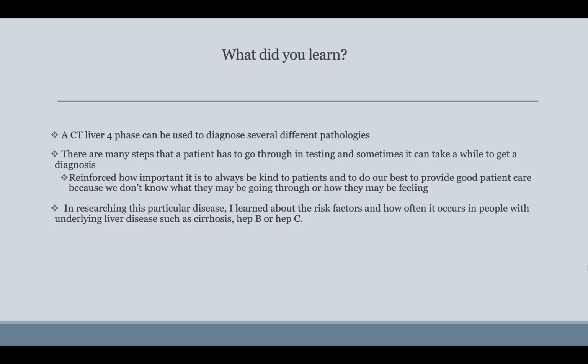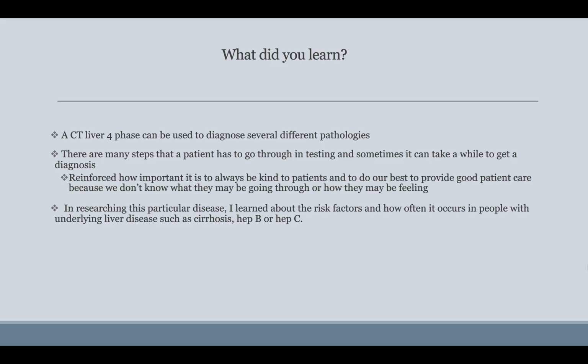And in researching this particular disease, I learned about the risk factors for hepatocellular carcinoma and how often it occurs in people with underlying liver disease, such as cirrhosis, Hep B, or Hep C. I also learned that, unfortunately, symptoms don't occur in the early stages of this carcinoma. They typically occur once the disease is more advanced, and this puts into perspective the importance of checking on symptoms early, because you never know what it could be and you don't want to wait until it is too late or very advanced.